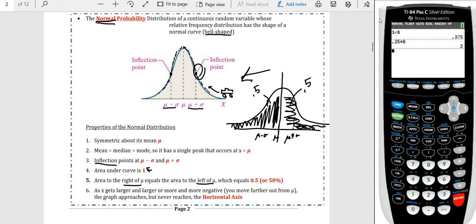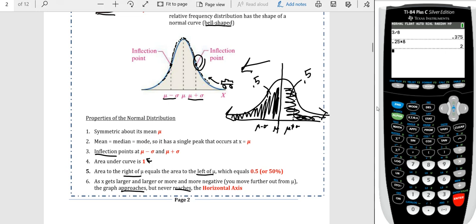And lastly, another note from page 1. As x gets larger and larger or more and more negative, so as I'm approaching the positive or negative infinity on this curve, the graph approaches but never reaches the horizontal axis. So it gets closer and closer to the axis but never actually touches it.